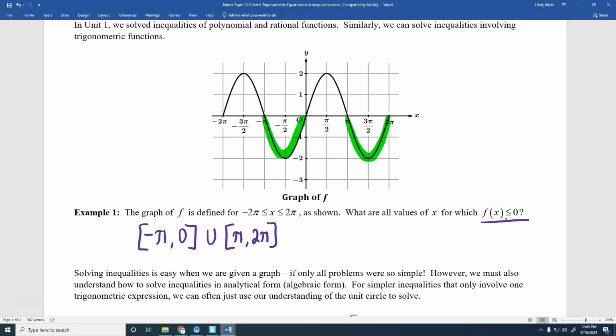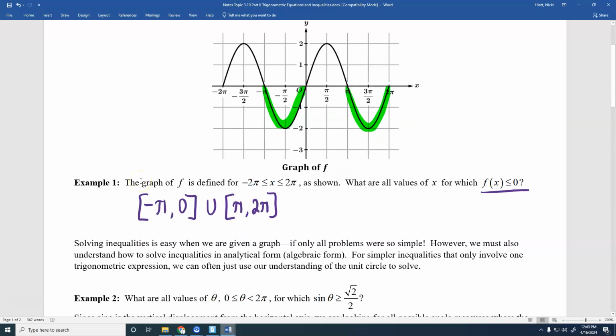And they have restricted us from negative 2 pi to positive 2 pi, so we would not go outside of this. Now, this graph would keep on forever, right? And so you would have from 3 pi to 4 pi, and then 5 pi to 6 pi, if they asked you to do that, but thankfully they did not ask us to do that here. So if they give you a graph like this, all you're doing is looking at what's above or below the x-axis.